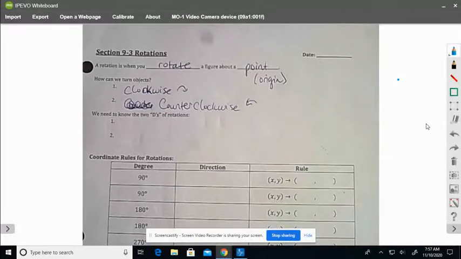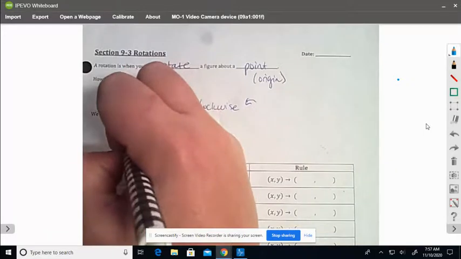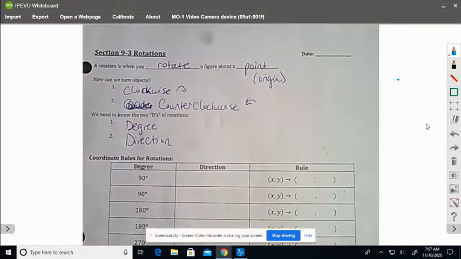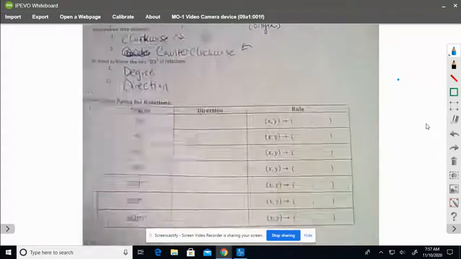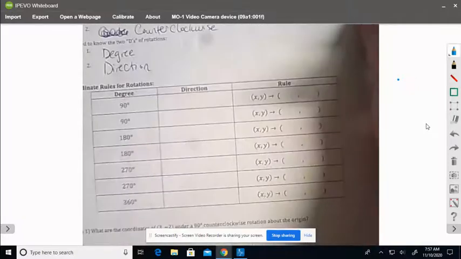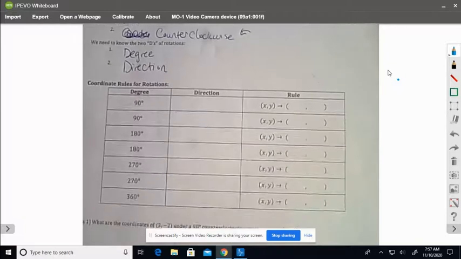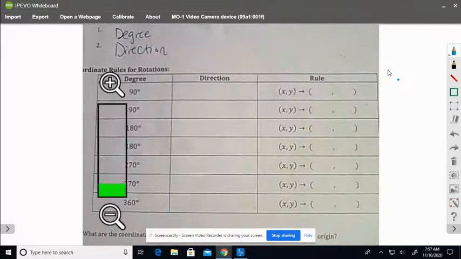We need to know the two D's of rotations, which is degree and direction. We have to know what degree we're going and what direction we're going before we can start to actually rotate a figure or a point. So these are our rules. Just like with reflections, we have to remember our rules. Luckily for you, this year you won't really have to do that because most of your tests and quizzes will probably be virtual.